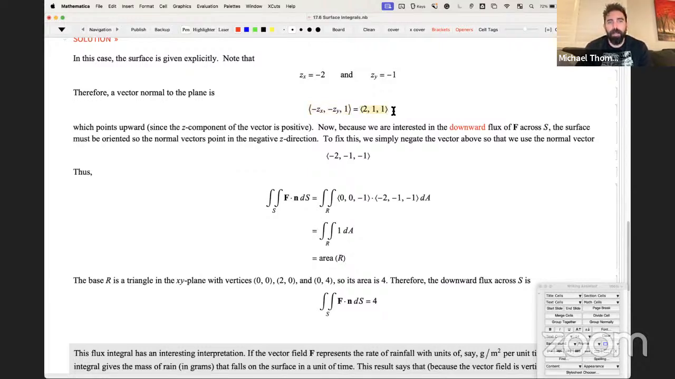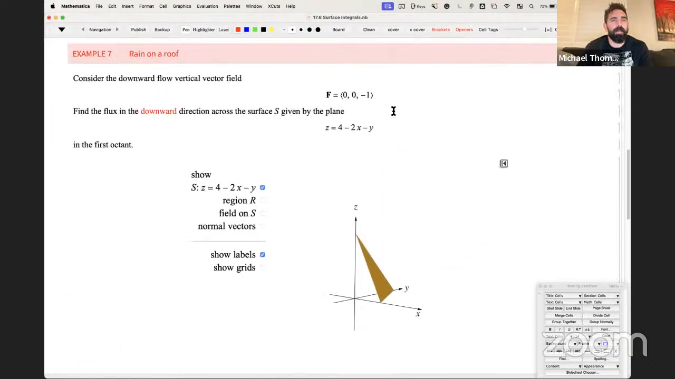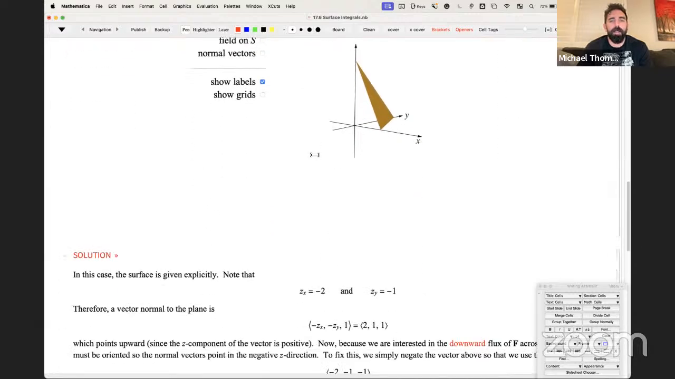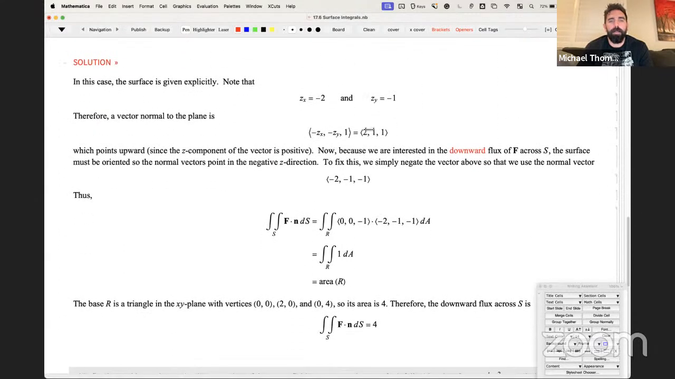Now, what you have to do is make sure that this points in the right direction. They told us downward flux, right? They said the downward direction is the positive direction. So you have to ask yourself if this points in the downward direction. Downward is the Z component, right? So if you look at the Z component, it's positive. So it's not actually pointing in the correct direction.